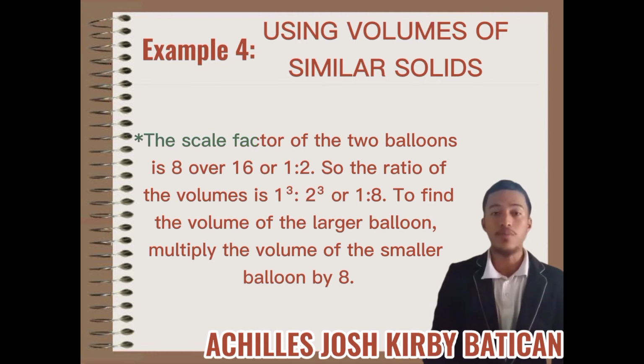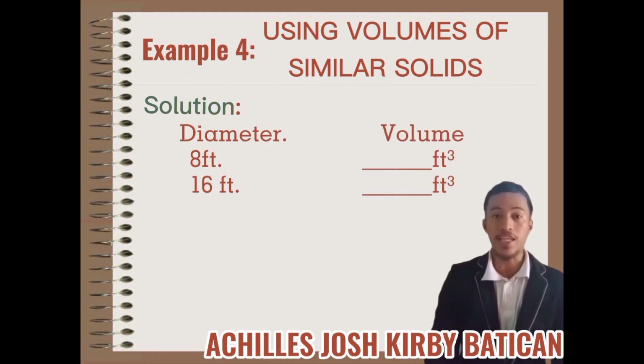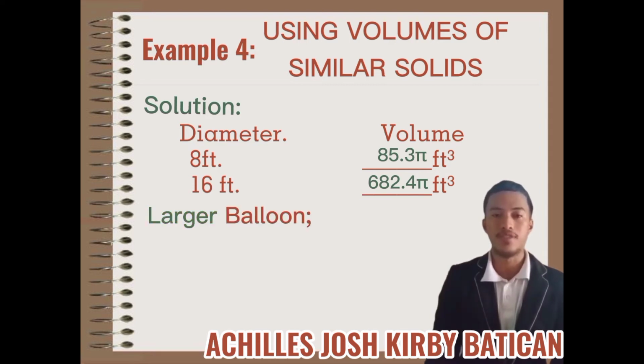The scale factor of the two balloons is 8 over 16, or 1 is to 2. So, the ratio of the volumes of the two balloons is 1 cubed is to 2 cubed, or 1 is to 8. To find the volume of the larger balloon, multiply the volume of the smaller balloon by 8. Diameters, 8 feet and 16 feet. Volume, 85.3 pi cubic feet and 682.4 pi cubic feet. Solution of the larger balloon.